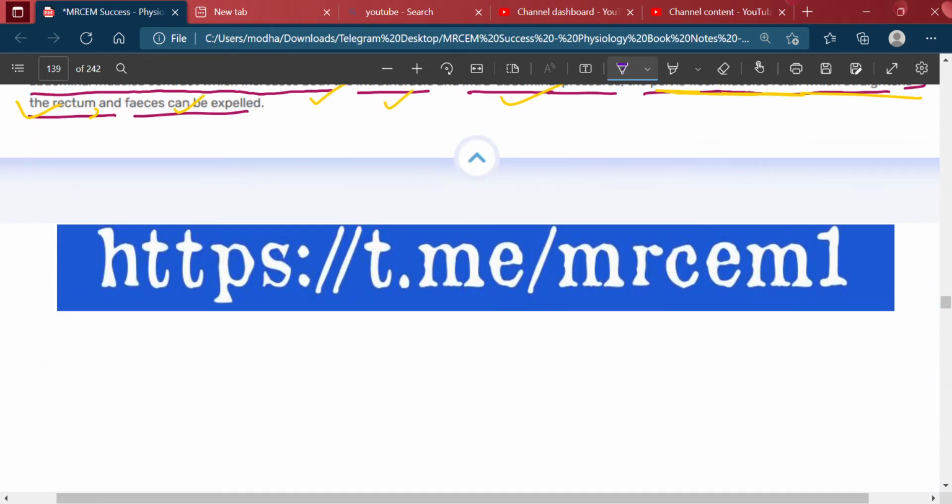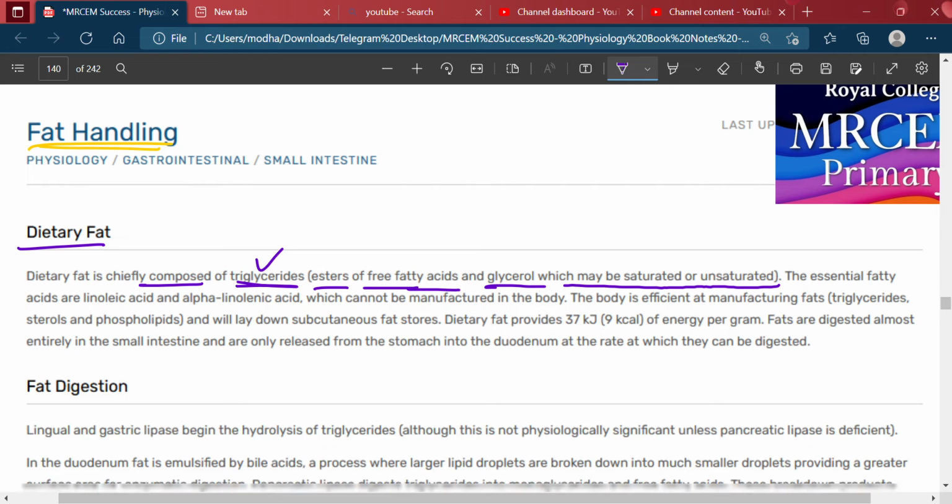So what occurs in this? Dietary fat is chiefly composed of triglyceride, an ester of free fatty acids and glycerol, which may be saturated or unsaturated. It's the triglyceride.